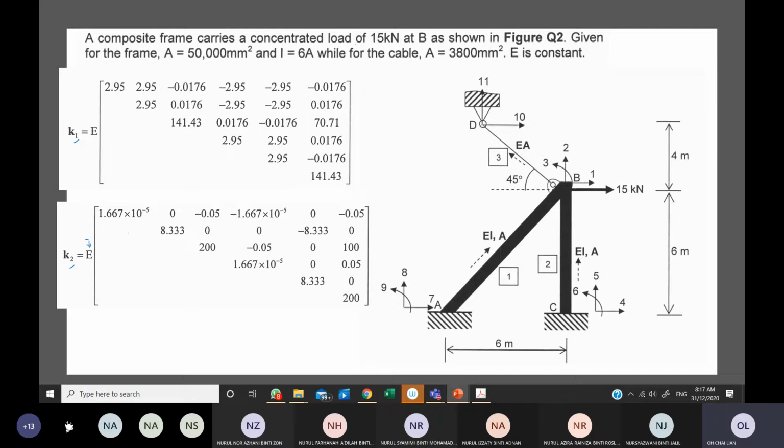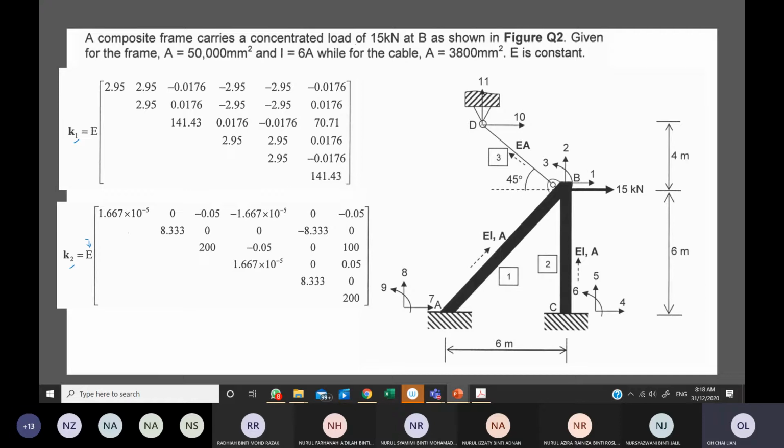Yes, doctor. Okay, let me explain the element, the arrow, and how to number the DOF first. Because in this problem, the DOF is given to you, we do not need to draw the arrow for the direction of the DOF, and also the numbering. It is all given.